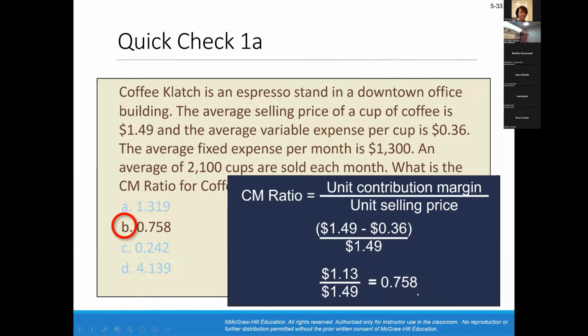Now we're going to follow this example, just like we're following the example in the problem that they gave us in the slides. We're going to use this example several more times, so we'll remember that number. The contribution margin ratio is 0.758.